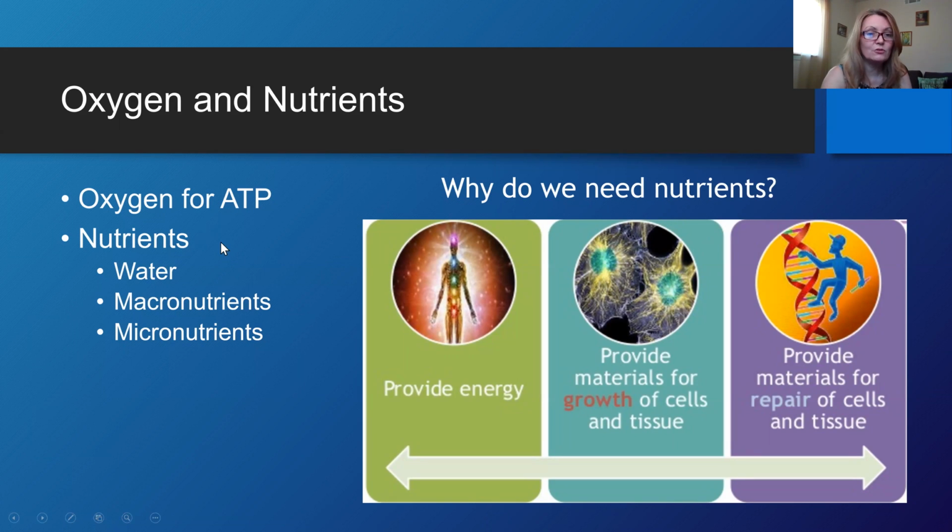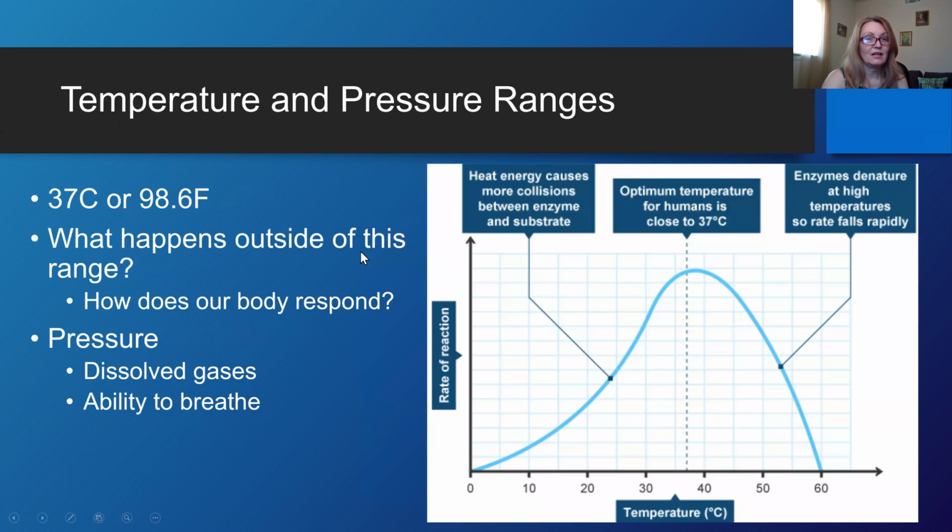Nutrients, including macronutrients, micronutrients, and water, are also in that category. Nutrients also provide you with energy for ATP synthesis. Nutrients provide materials for growth of cells and tissue, and materials for repair of cells and tissues. Now you need a temperature and pressure range.